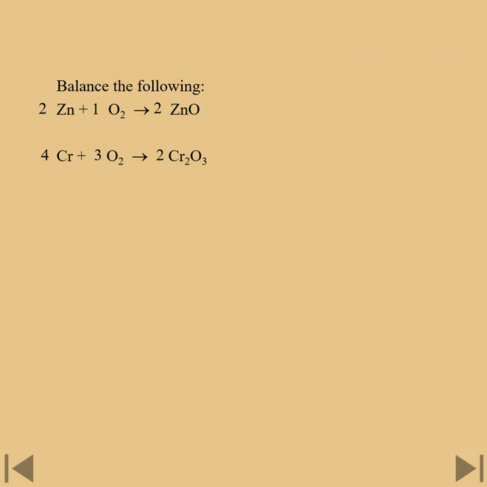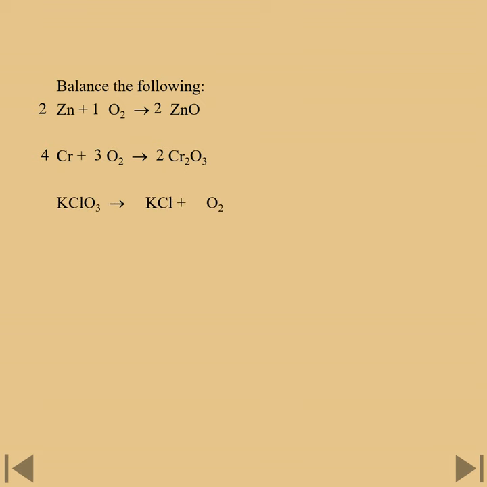Now, let's go back and pretend we hadn't caught that. Let's double check. 2 chromiums on the left, oops, 4 on the right. Double checking, you would immediately catch any mistakes. Okay, so 4 chromiums on the left, 4 on the right, 6 oxygens on the left, 6 on the right. We're good.